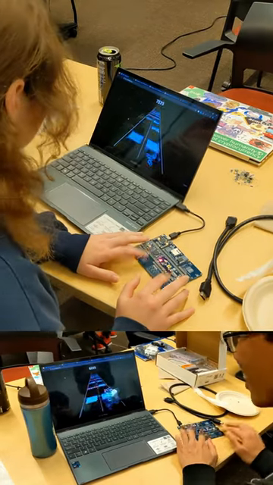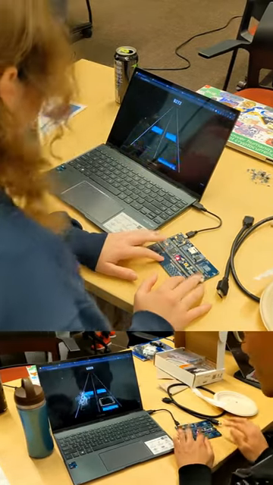Right, I love how this... You know what this is? No WebGL, no graphics.